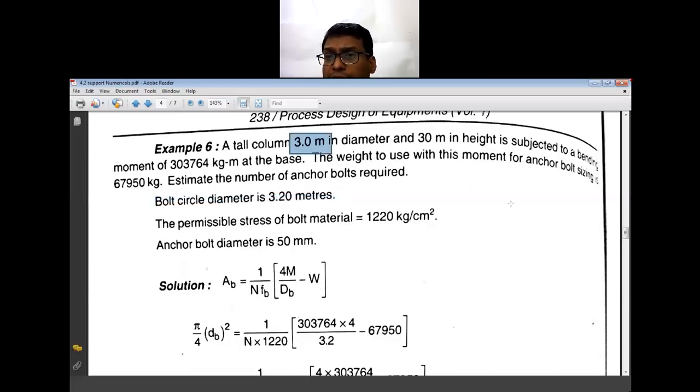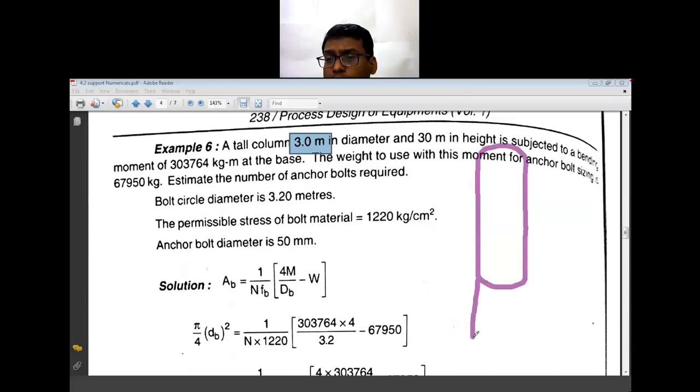Now, one can also calculate the number of anchor bolts that is required. That formula also we have seen. So a tall column of 3 meter in diameter and 30 meter in height is subjected to a bending moment of 3,03,764 kg meter at the base. The weight to use with this moment for anchor bolt sizing is 67,950 kg total weight. Estimate the number of anchor bolts required.